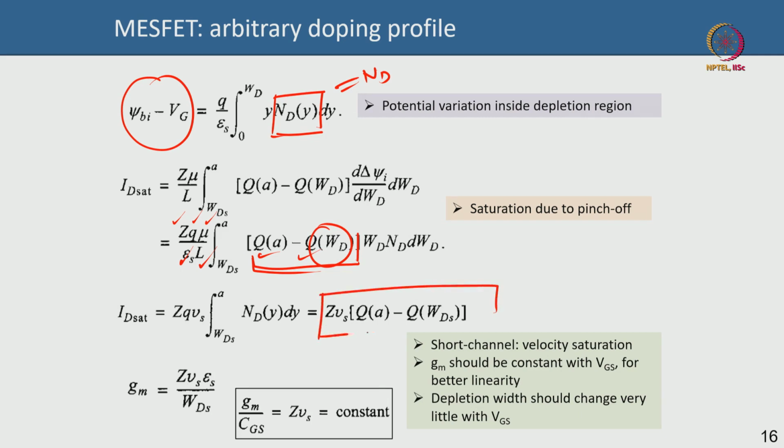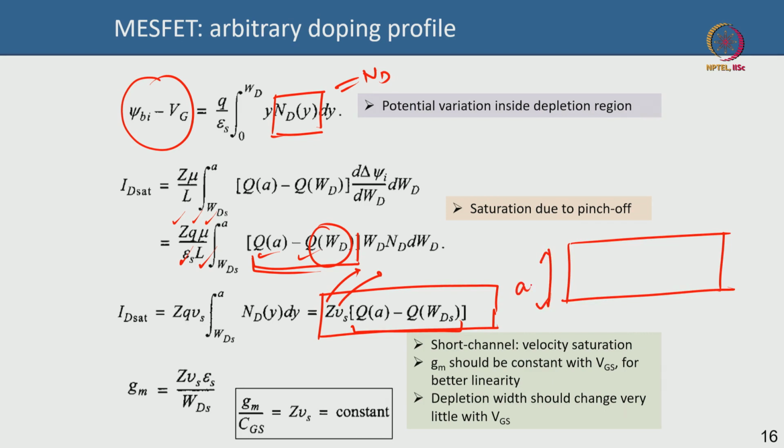This is your total saturation current for a short channel device, with velocity saturation times the width of the device times the charge Q_A minus Q_D_S. What is Q_A minus Q_D_S? If this is your channel, this is the total channel thickness H, or here you call it A. This is the drain, this is the source, and this point is W_D_S. So Q_A minus Q_W_D_S basically means this point, and this is like a rectangle. I am talking about the conductivity of this rectangle essentially.